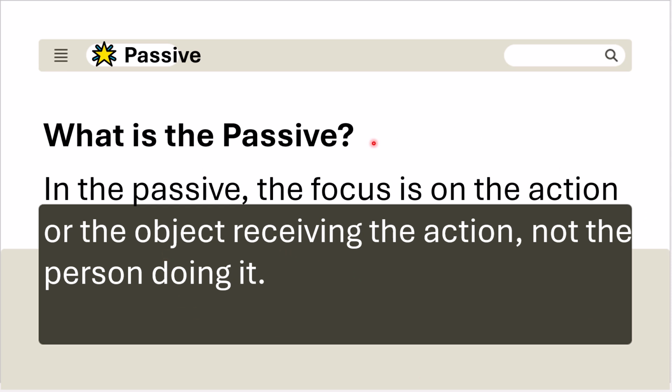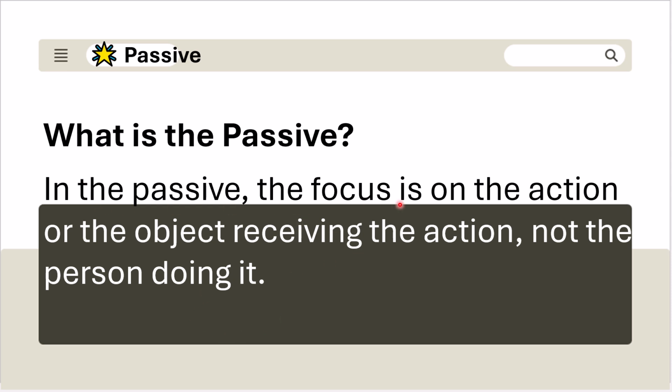Here, what is the passive? The passive voice and the active voice. You might have studied in your previous grades. So it is the passive voice. In this passive, the focus is on the action or the object receiving the action, not the person doing it. So that is called the passive.